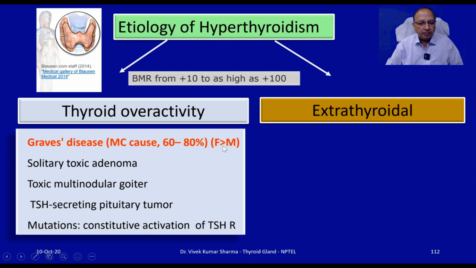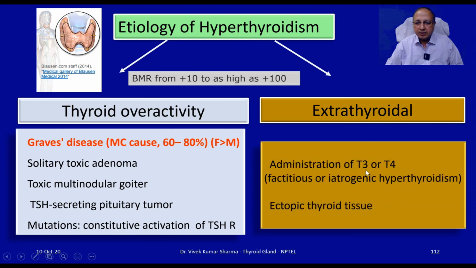Here again, female preponderance is there. There can be multiple causes like solitary toxic adenoma, toxic multinodular goiter, or TSH secreting pituitary tumors, and it can be due to mutations. Ultimately, the pathology is that there is constitutive activation of the TSH receptor on the thyroid gland. That means the receptors present on the thyroid gland are going to be stimulated all the time. They can become activated by autoantibodies.